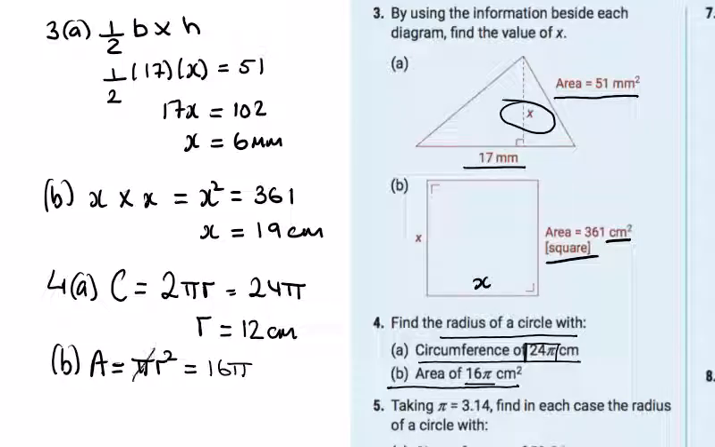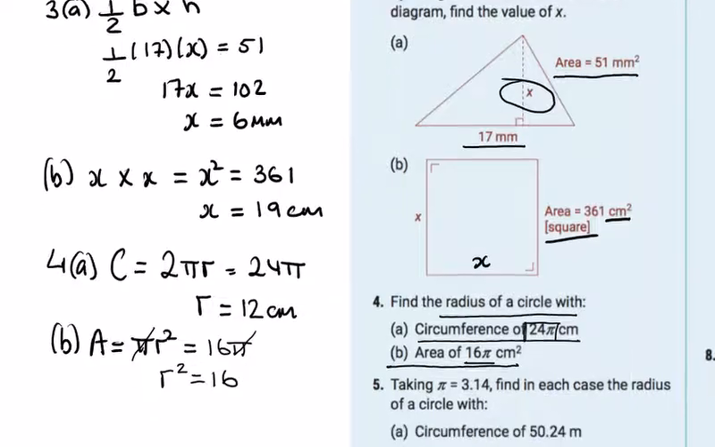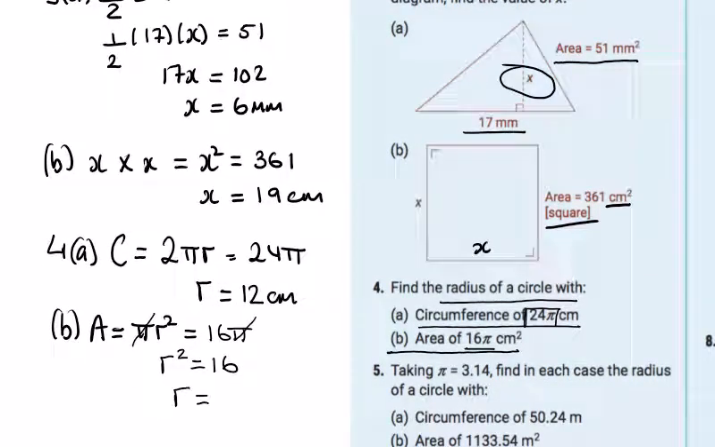The only unknown we have is r. So we can say r squared is 16. We already have r squared is 16, but if you want to write it out again to keep it neat, now r could be plus or minus 4 here, but we can't have a negative distance. So r is equal to 4 centimeters in 4b.